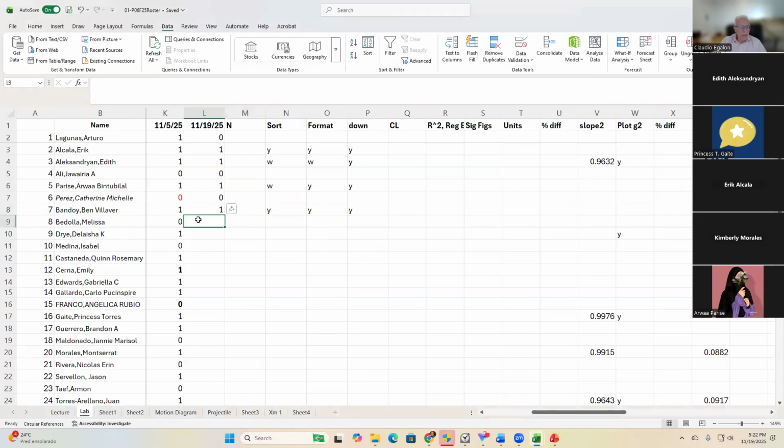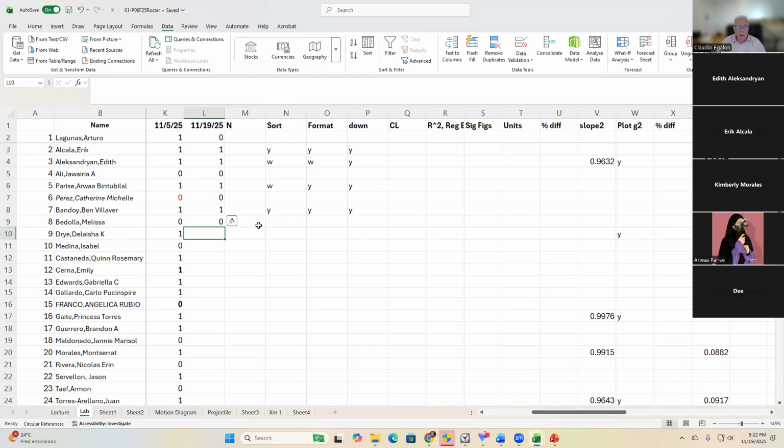So next here, Melissa, are you there? Melissa is not here. Delisha? Yeah, I'm here, Professor. Okay, good. Did you download the spreadsheet, Delisha? Yes, I already downloaded it. Okay, formatted this as well? I'm still working on the sorting and formatting. Okay. So we're gonna put it here as working.